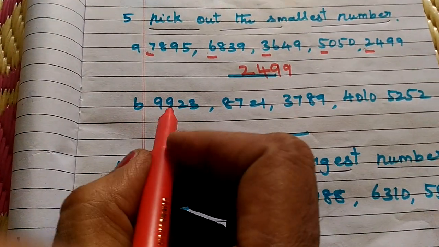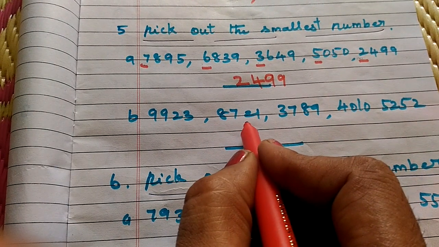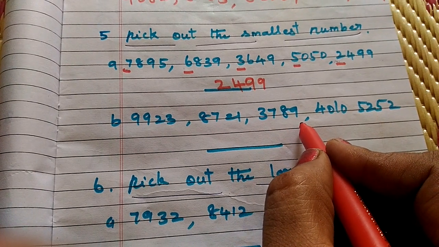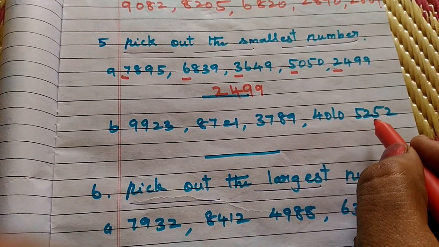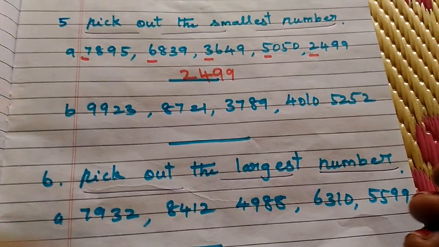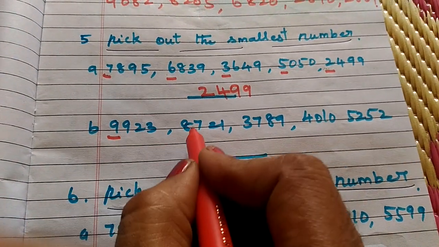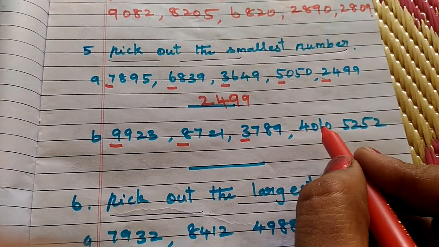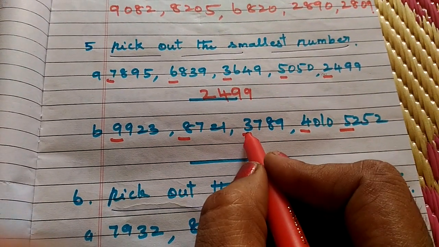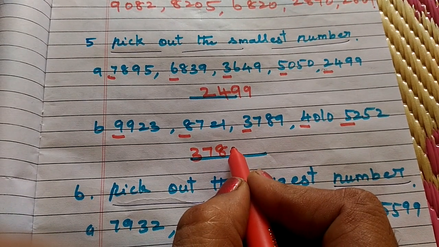Next, one more example. See here, 9923, 8207, 3789, 4010, 5252. Which one is the smallest number? 9000, 8000, 3000, 4000, 5000. 3000 is the smallest, so 3789 is the smallest number.